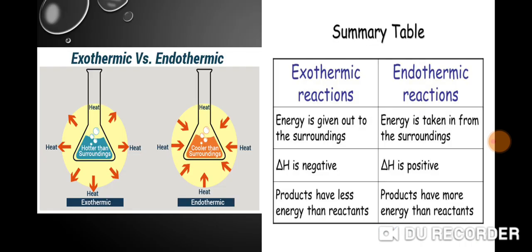So if we compare these two reactions, what is the difference between them? In an exothermic reaction, heat is given out to the surroundings. That means when I hold a bottle in which an exothermic reaction has taken place, I will feel the heating effect on my fingertips. That bottle will be hotter because energy is getting released and the enthalpy change H is negative. In an exothermic reaction it will be negative.